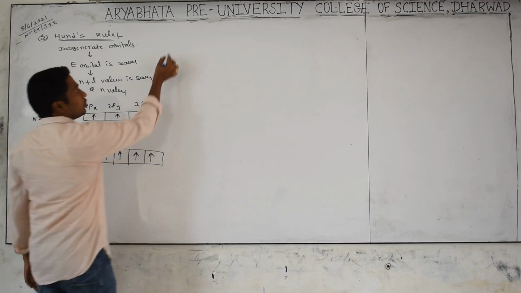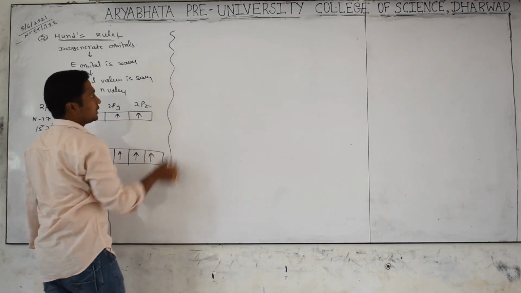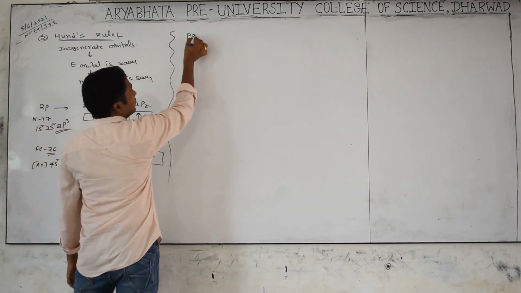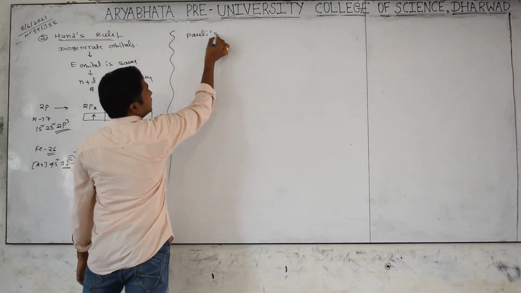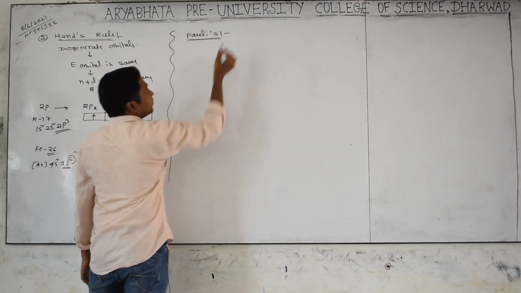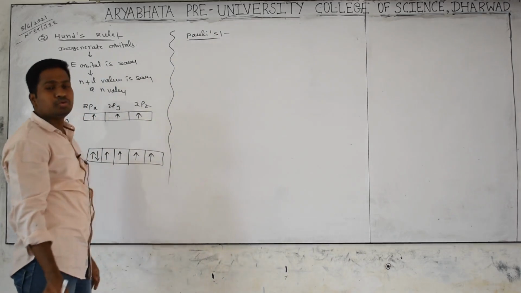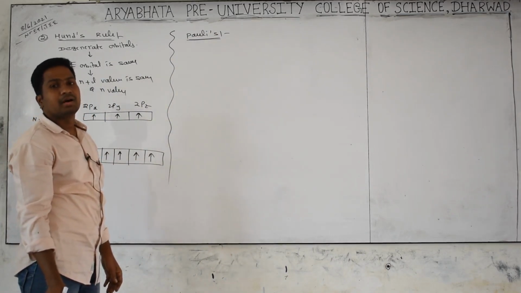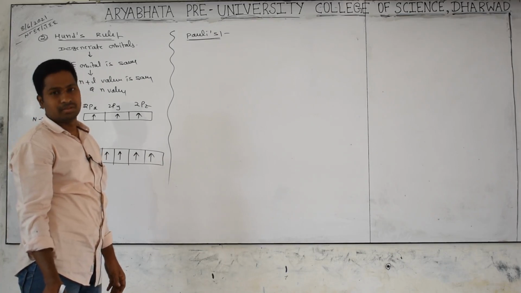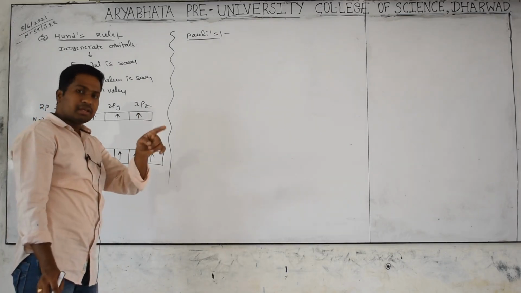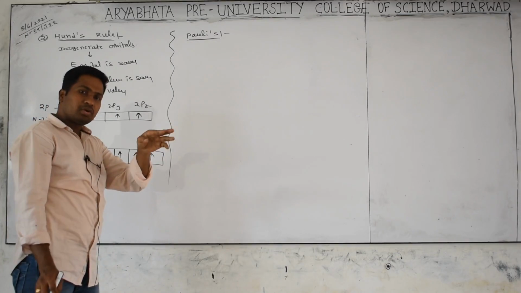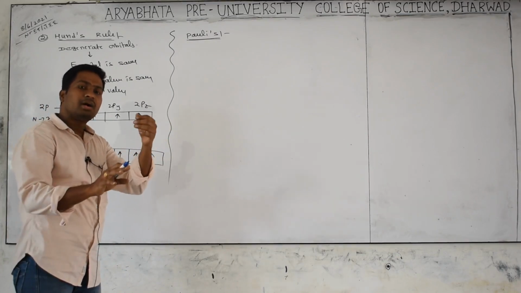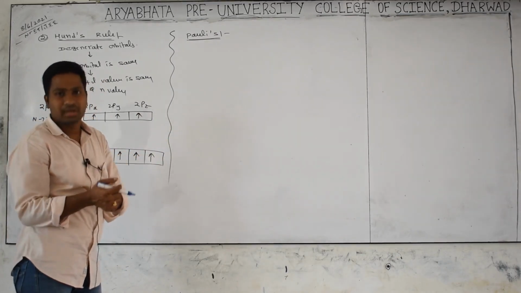Now we have one more rule, which is Pauli's rule. What is Pauli's rule? According to Pauli's principle, no 2 electrons in the same atom have the same set of 4 quantum numbers. So in the same atom, any 2 electrons will never have the same set of 4 quantum numbers.